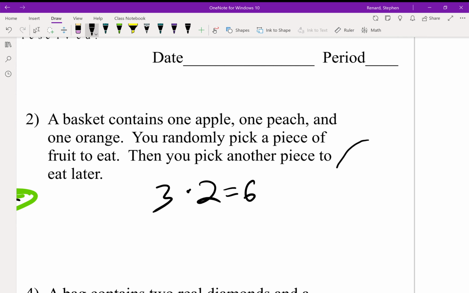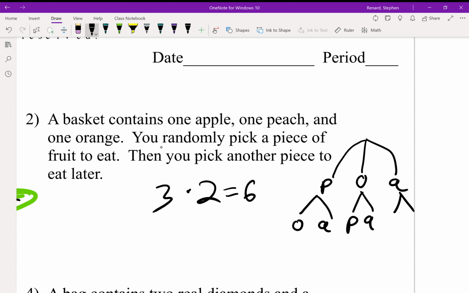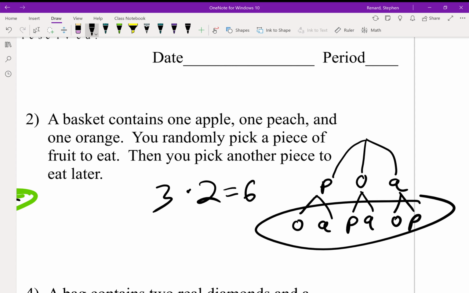Again, I'm going to really quickly show you that option tree. My first pick is either going to be a peach, an orange, or an apple. If I pick the peach first, my remaining choices are an orange or an apple. If I pick the orange first, it's a peach or an apple. If I picked an apple first, it would be an orange or a peach. So my options here are peach then orange, peach then apple, orange then peach, orange then apple, apple then orange, apple then peach. 6.